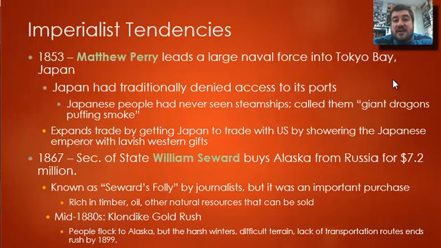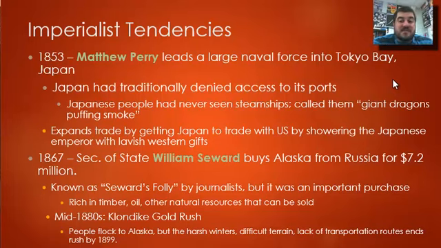So Japan decides to open its ports with other nations, specifically the United States. Another imperialist point in history can be traced to 1867, where William Seward, our Secretary of State, buys Alaska from the country of Russia for $7.2 million, or just a couple of cents per acre. Alaska is now our largest state. It's known as Seward's folly, or Seward's dumb mistake, by journalists, but it's an important purchase now, and we can trace it back in history as one of the important steps towards imperialism, because it gives us access to the Pacific coming from the north.